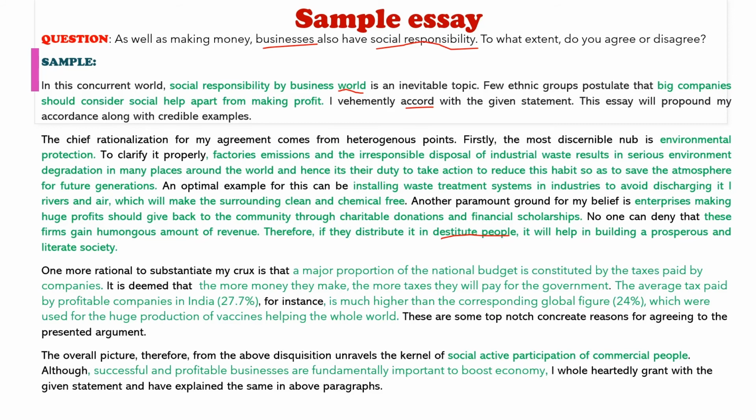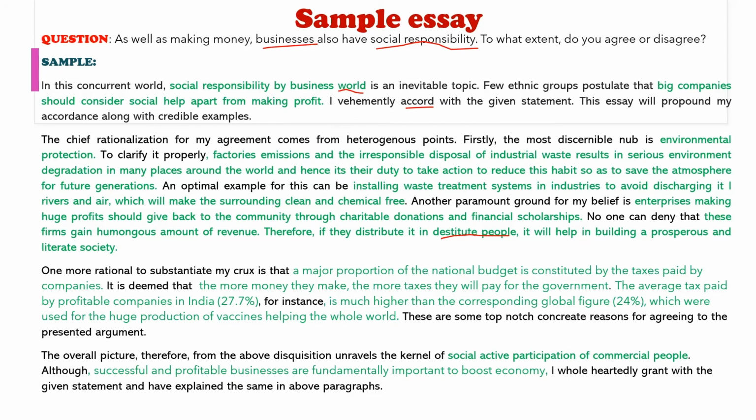So I will explain again how that works. It is deemed that the more money they make, the more taxes they will pay to the government. The average tax for profitable companies in India, for instance, is much higher than the corresponding global figure, which was used for huge production of vaccines, helping the whole world.